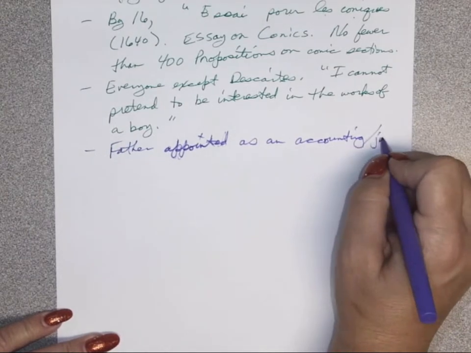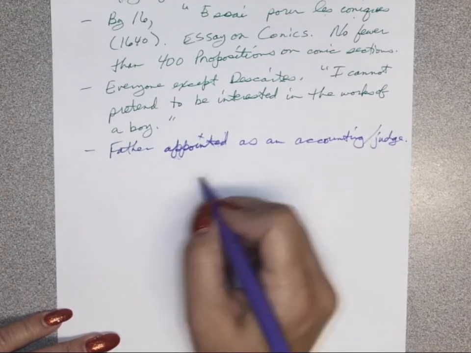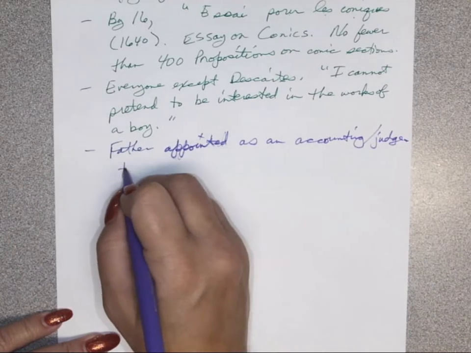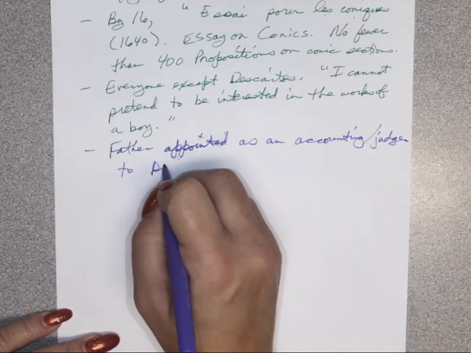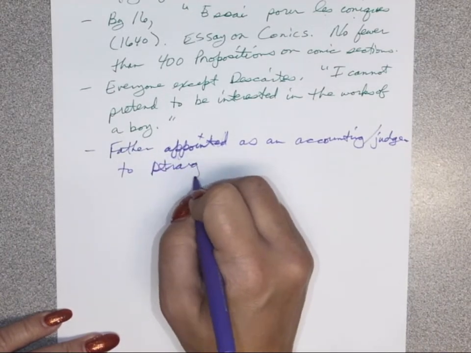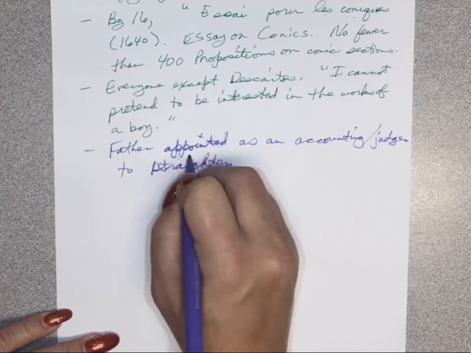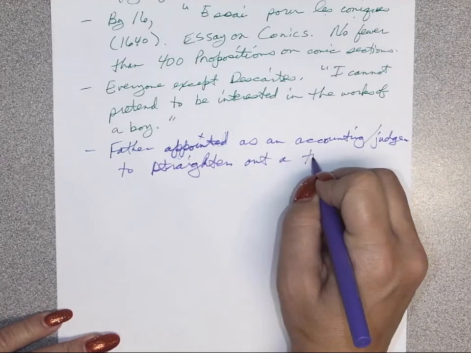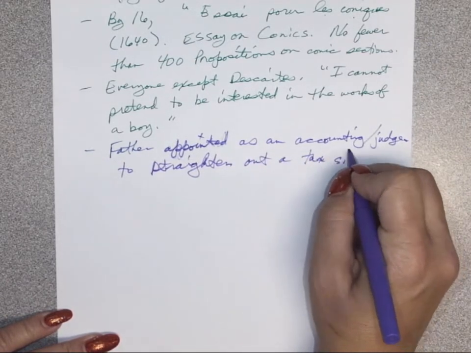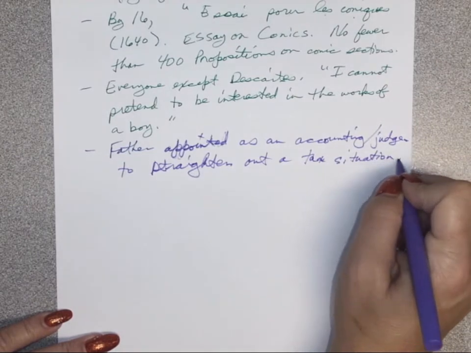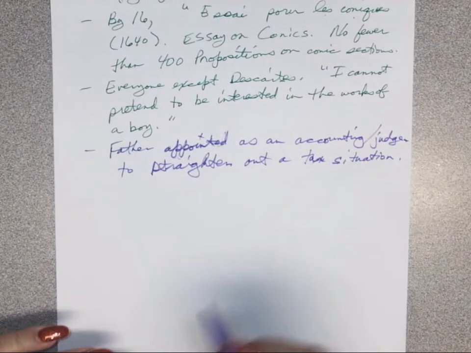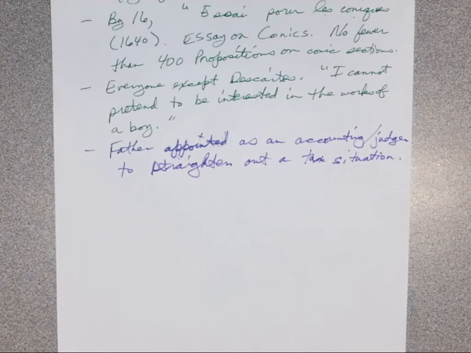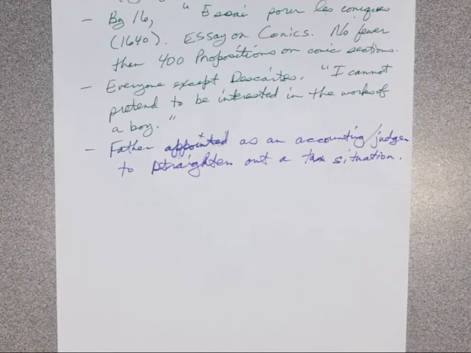But he's using his judge abilities to straighten out a tax situation. So what happens is this kind of sways, again, the course for Blaise Pascal's life, he just kind of bounces all over the place.